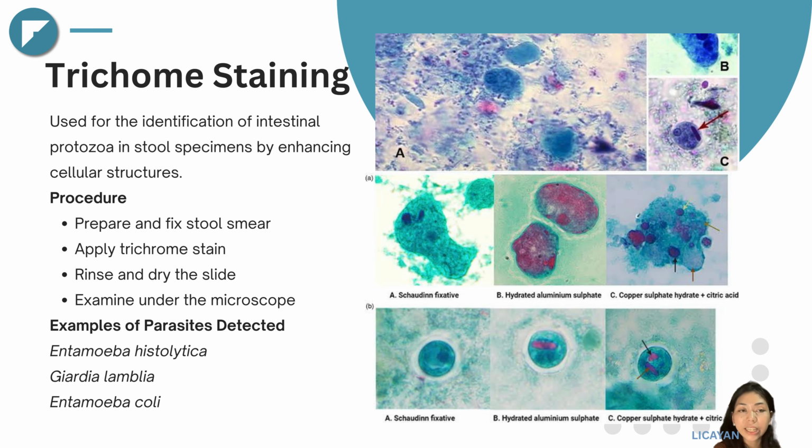The procedure here would begin by preparing, of course, a smear, applying a trichrome stain, and then rinsing and examining under a microscope. So the striking contrast, as you can see in the photos, is a purple or red stained parasite against a green or blue background. This color differentiation is vital because it allows us to instantly distinguish a real parasite from artifacts like yeast or vegetable fiber. So this helps to detect Entamoeba histolytica, Giardia lamblia, and Entamoeba coli.